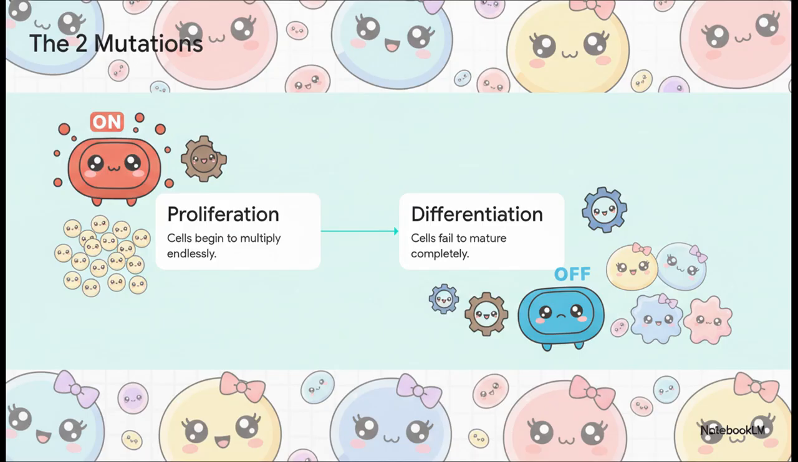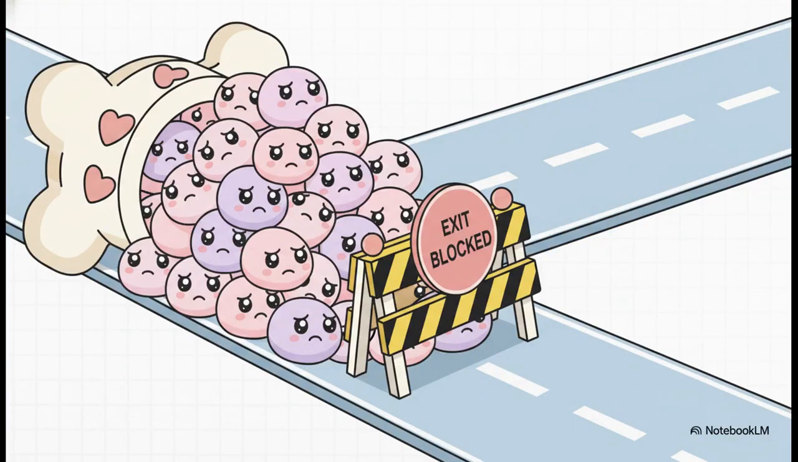The differentiation switch gets flipped completely off. So these multiplying cells completely lose their ability to mature into functional, useful blood cells. Think of it like a busy highway where the off-ramp is totally blocked by a massive accident. Because the cells can't mature, meaning they can't take the exit, they just pile up. You end up with this massive, catastrophic backup of useless immature cells, which we call blasts.